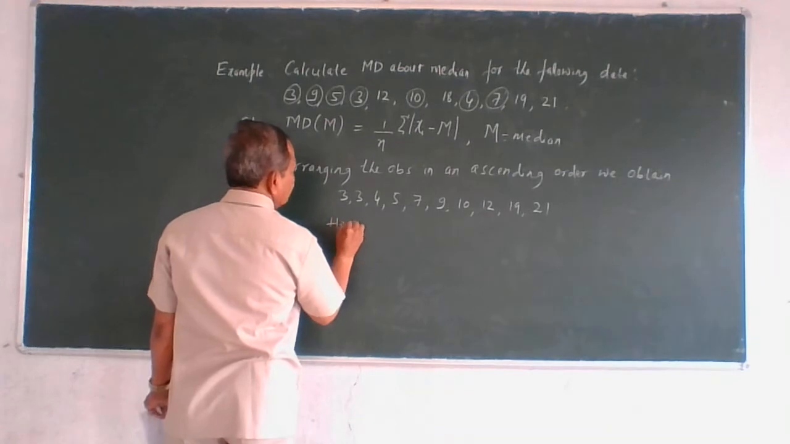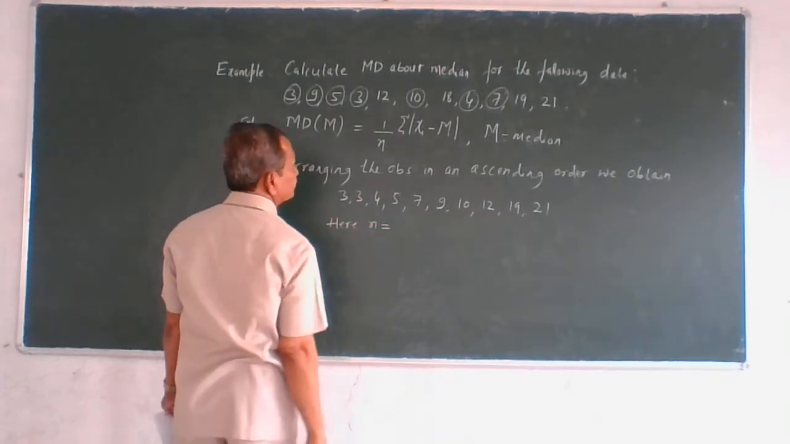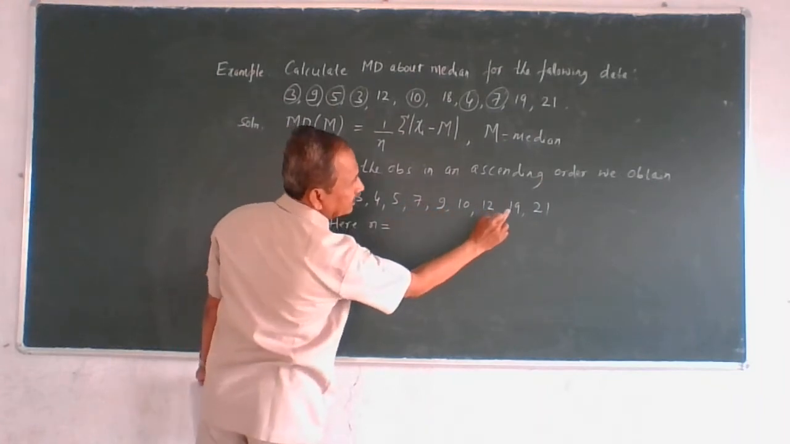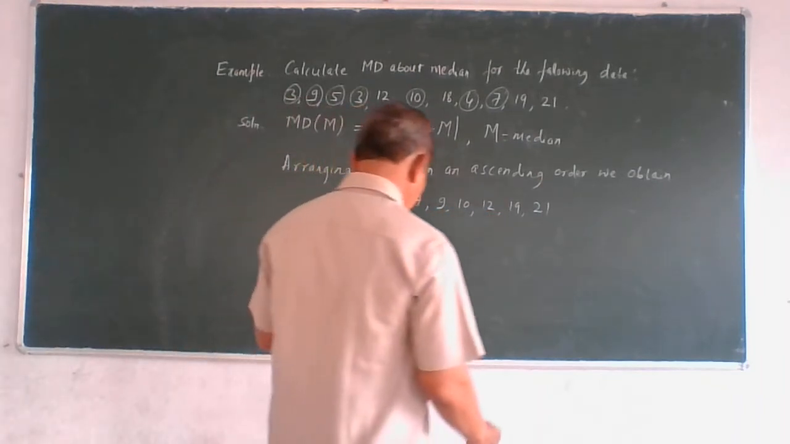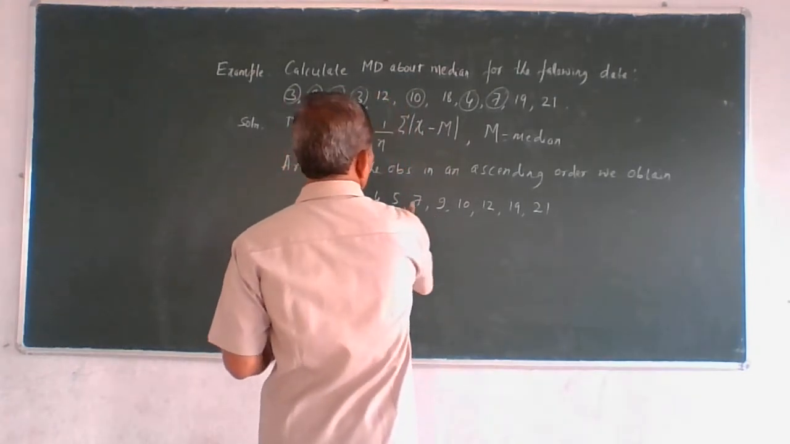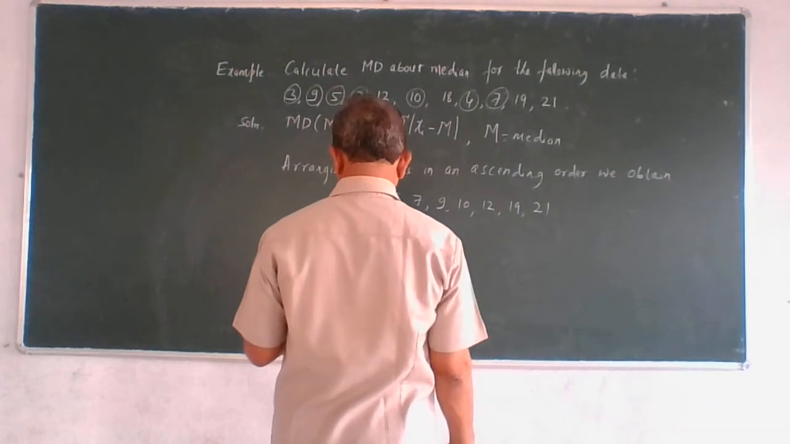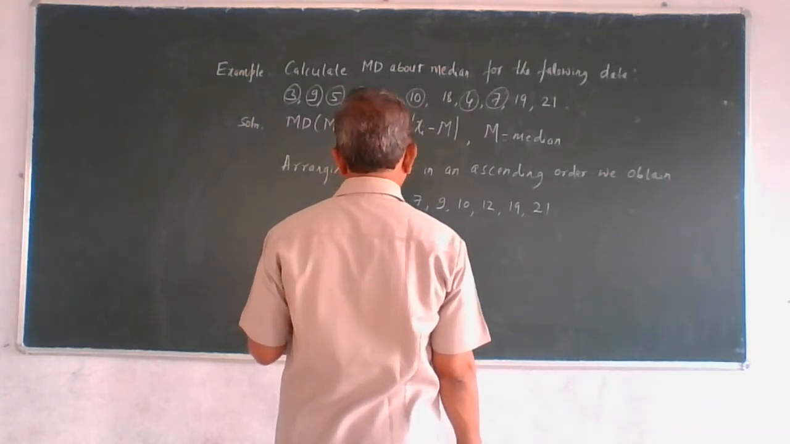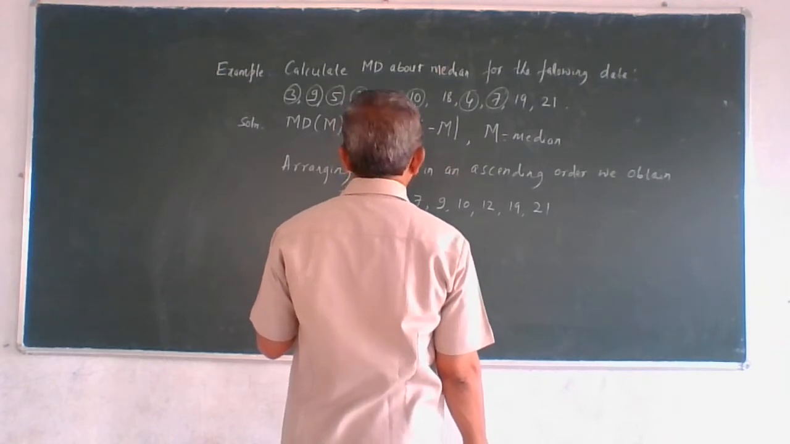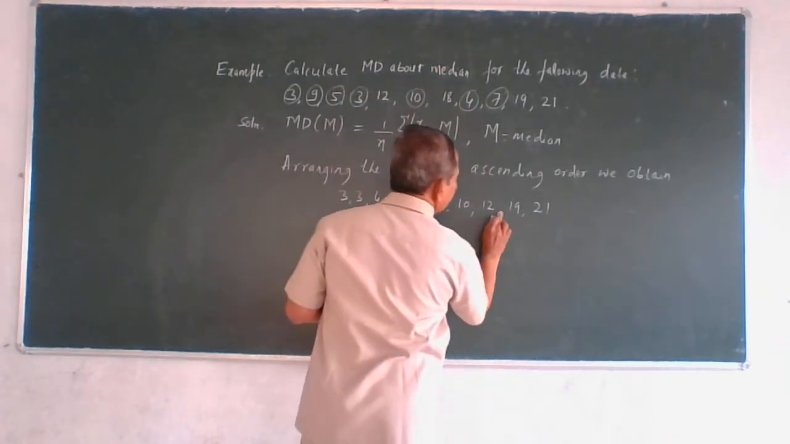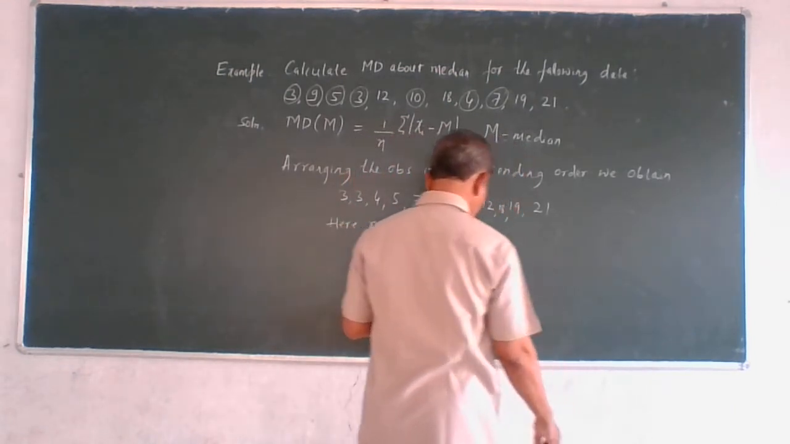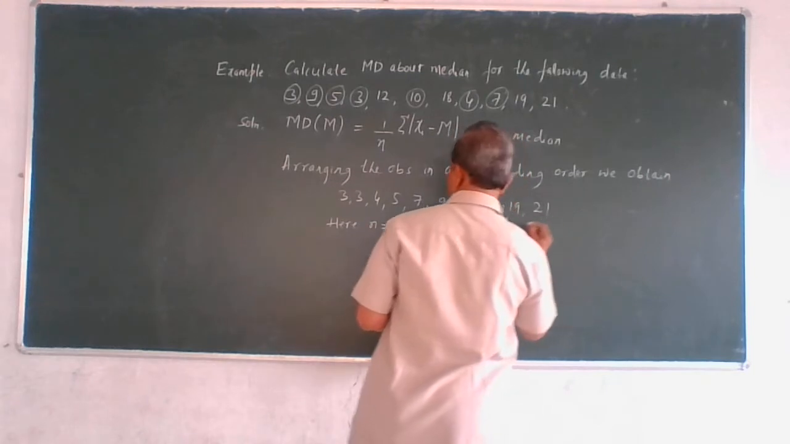What is the number of observations here? Here n is 1, 2, 3, 4, 5, 6, 7, 8, 9. 3, 3, 4, 5, 7, 9, 10, 12, 18. One more observation, 18. Okay. How many observations are there? 11. N is 11.